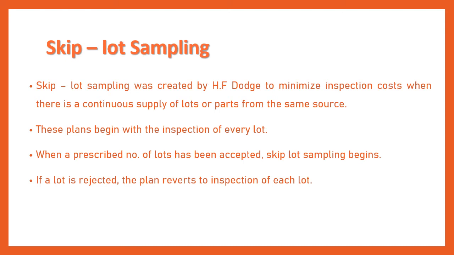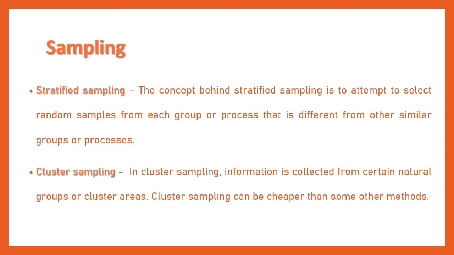Next, skip lot sampling. Skip lot sampling was created by H.F. Dodge to minimize the inspection cost when there is a continuous supply of lots or parts from the same source. These plans begin with the inspection of every lot. When a prescribed number of lots has been accepted, skip lot sampling begins. If a lot is rejected, the plan reverts to the inspection of each lot.